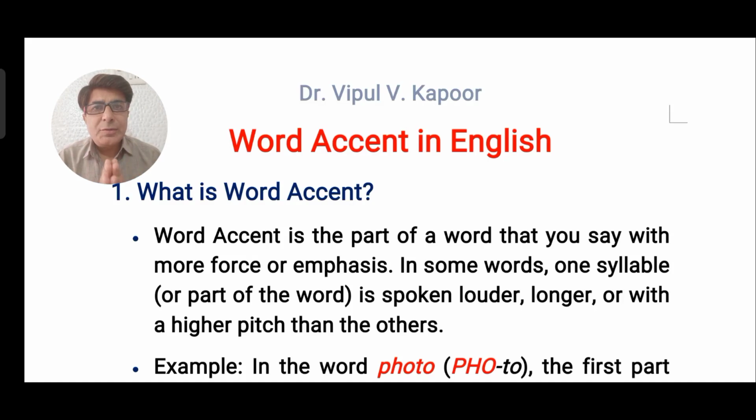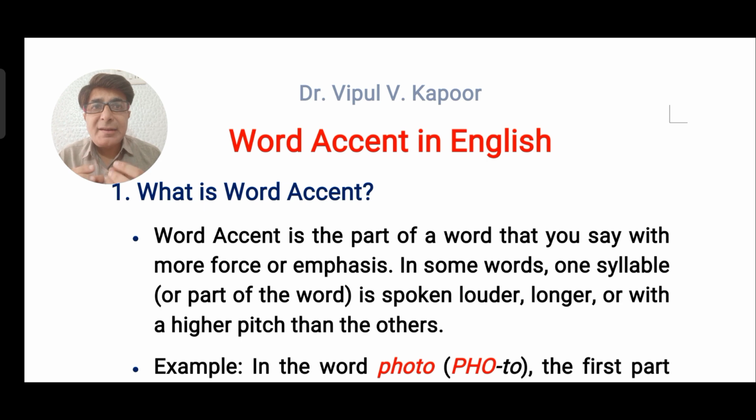Hello students, in today's lecture we want to understand word accent in English. This word accent is all about knowing the syllable and knowing the rhythm of speaking a language. When you speak in any language, you have to maintain a proper rhythm while speaking that language.